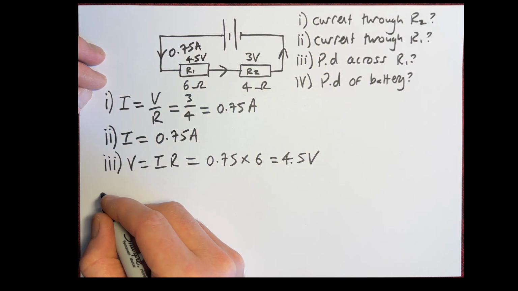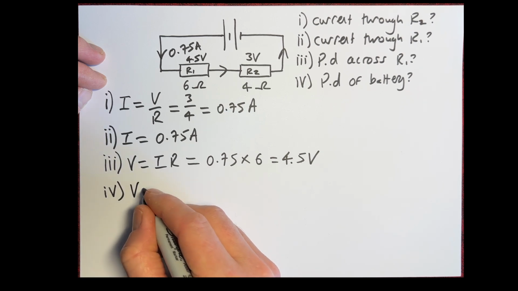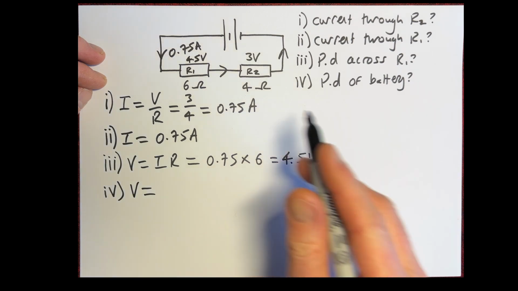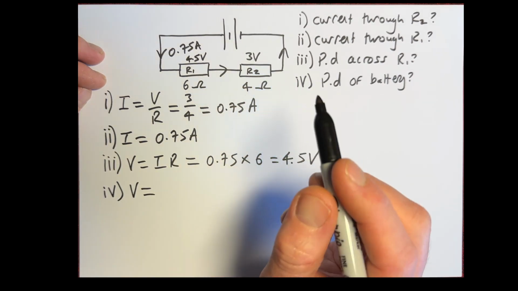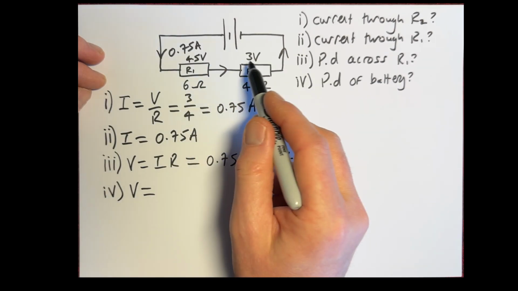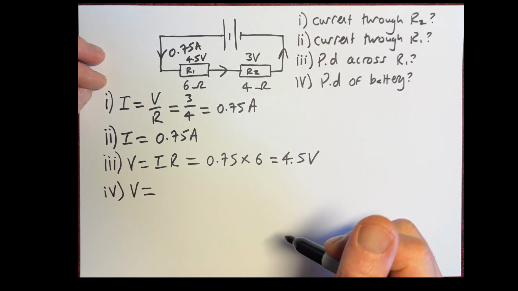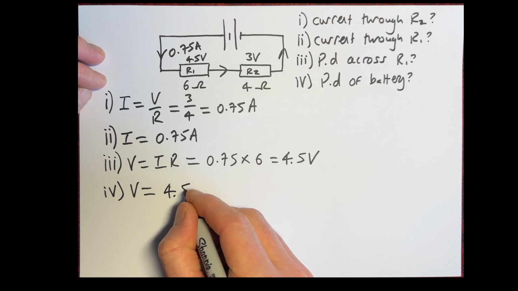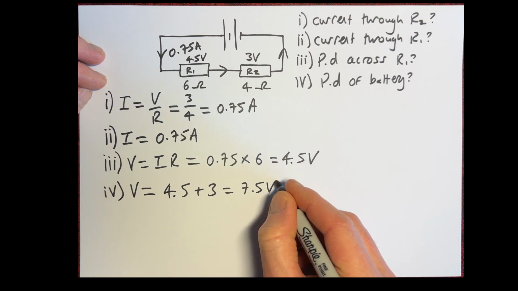And then finally, we want to work out the potential difference or voltage across the battery. And the way to do that now is, if we know the potential difference across this resistor and this resistor, if you remember from the rules for series circuits, the potential difference of the components add up to the potential difference of the power supply or battery. So basically we just do 4.5 plus 3, which gives us 7.5 volts.